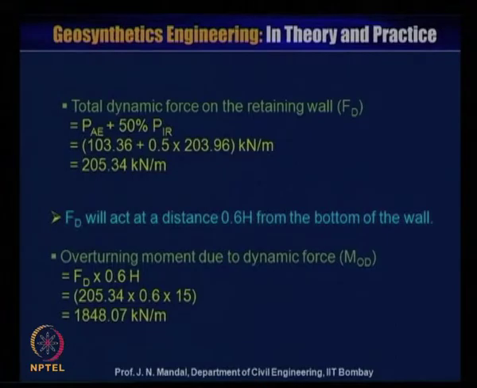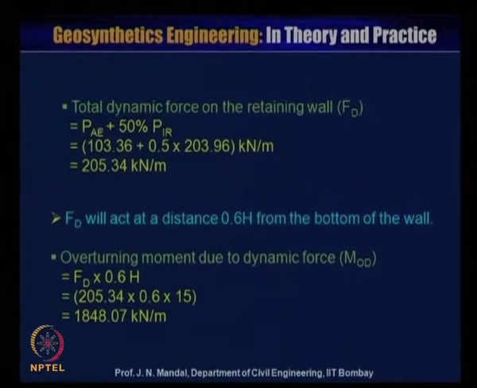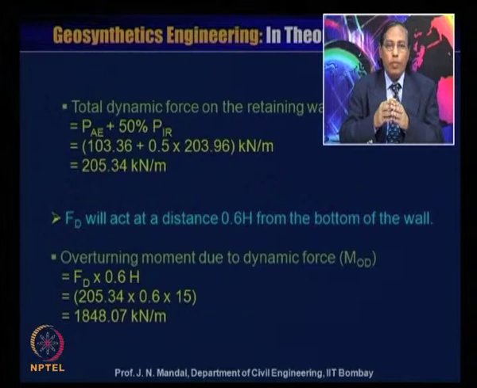So, the total dynamic force on the retaining wall, FD, will be equal to PAE, which we have calculated, plus 50% of PIR. That means 103.36 plus 0.5 into 203.96 kilonewton per meter, that is 205.34 kilonewton per meter. Now, this FD will act at a distance of 0.6 H from the bottom of the wall. As I showed you earlier, this force will act at 0.6 times the height of the wall from the bottom of the wall.